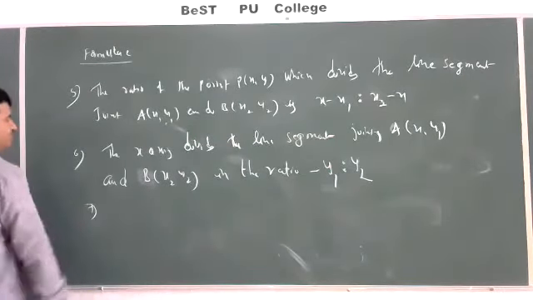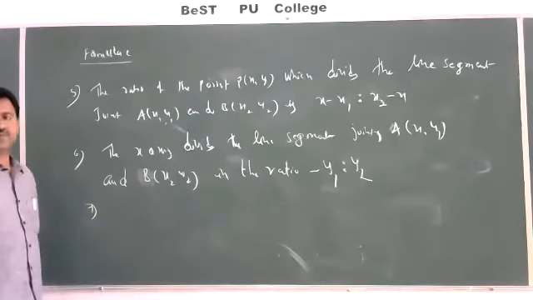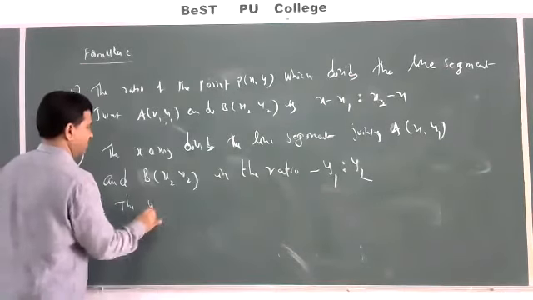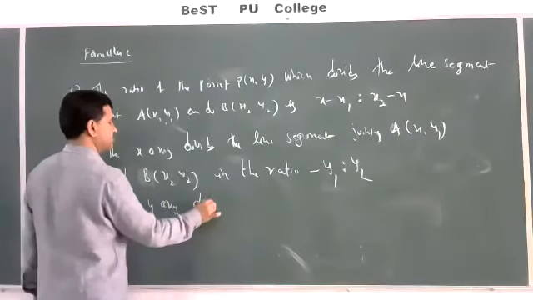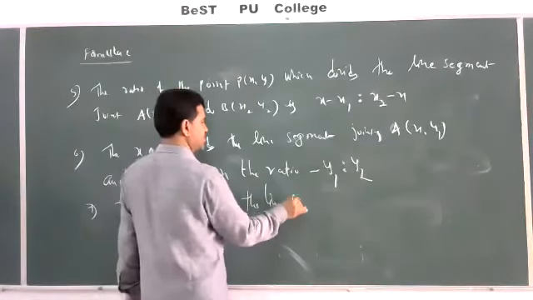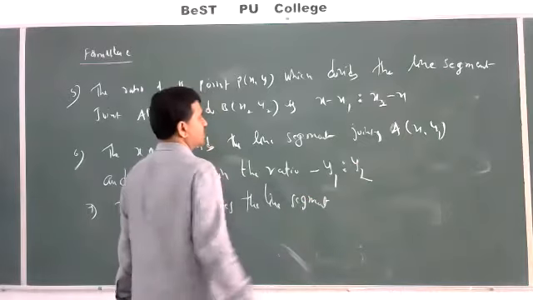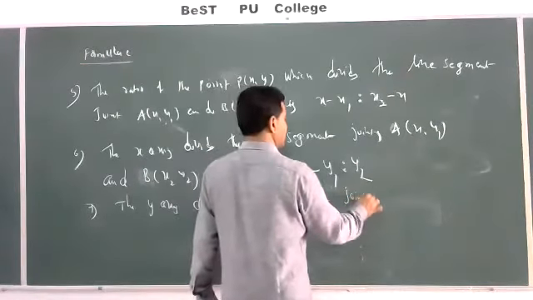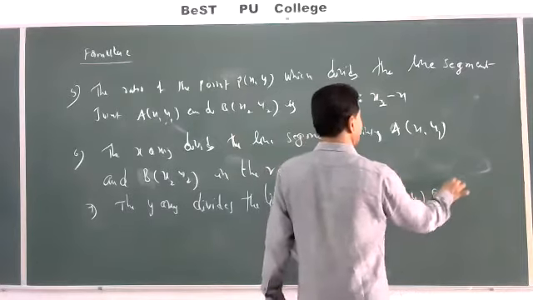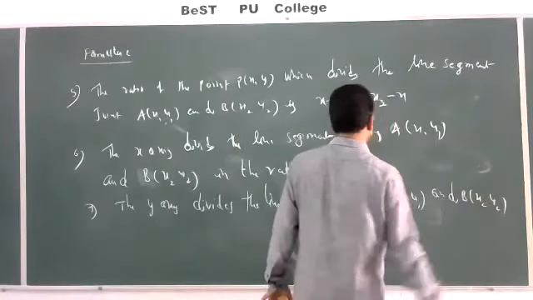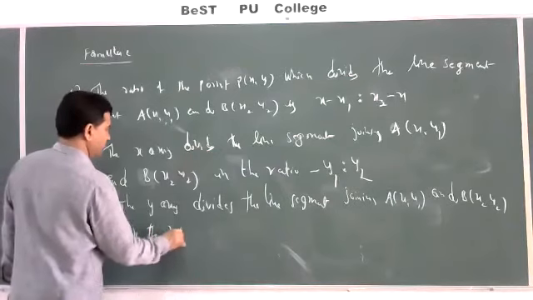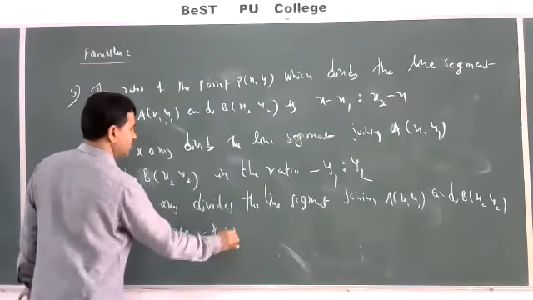Next, seventh formula. The y-axis divides the line segment joining A(x1, y1) and B(x2, y2) in the ratio minus x1 is to x2.